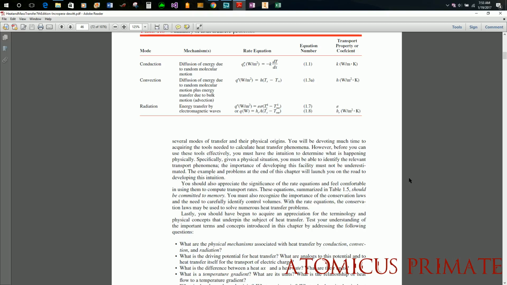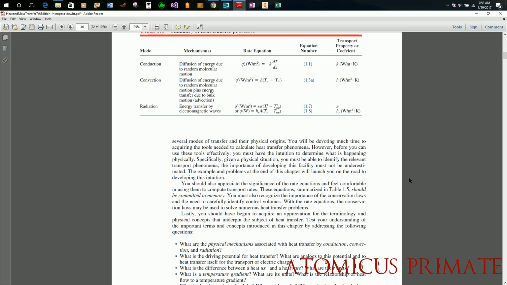These equations, summarized in Table 1.5, should be committed to memory. You must also recognize the importance of conservation laws and the need to carefully identify control volumes. With the rate equations, the conservation laws may be used to solve numerous heat transfer problems.